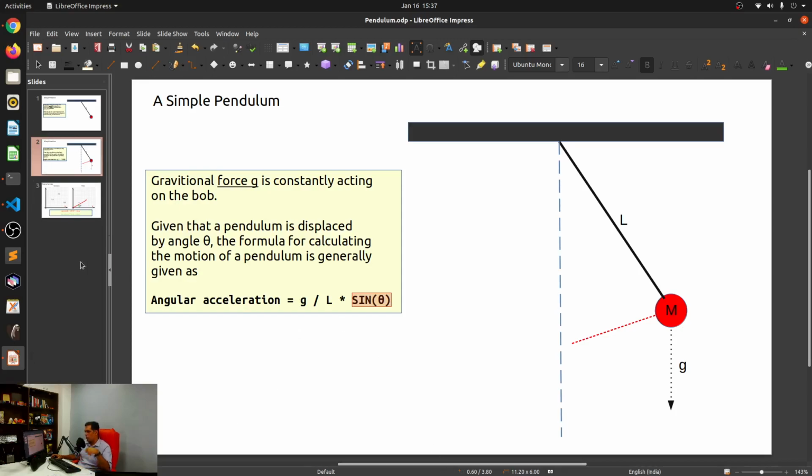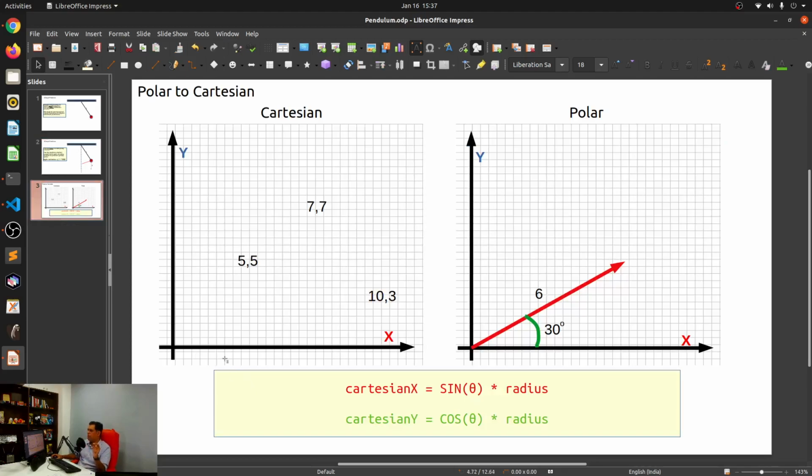All right. Now, before we actually start with this one, I also wanted to just briefly touch upon this polar to Cartesian coordinate transformation. All right. Cartesian coordinates, we are all basically aware of it. It's just a graph with an X and Y axis, and for example, this location would be 5, 5, that's the X and Y location, 7, 7, 10 by 10, 10 by 3. I hope that makes sense.